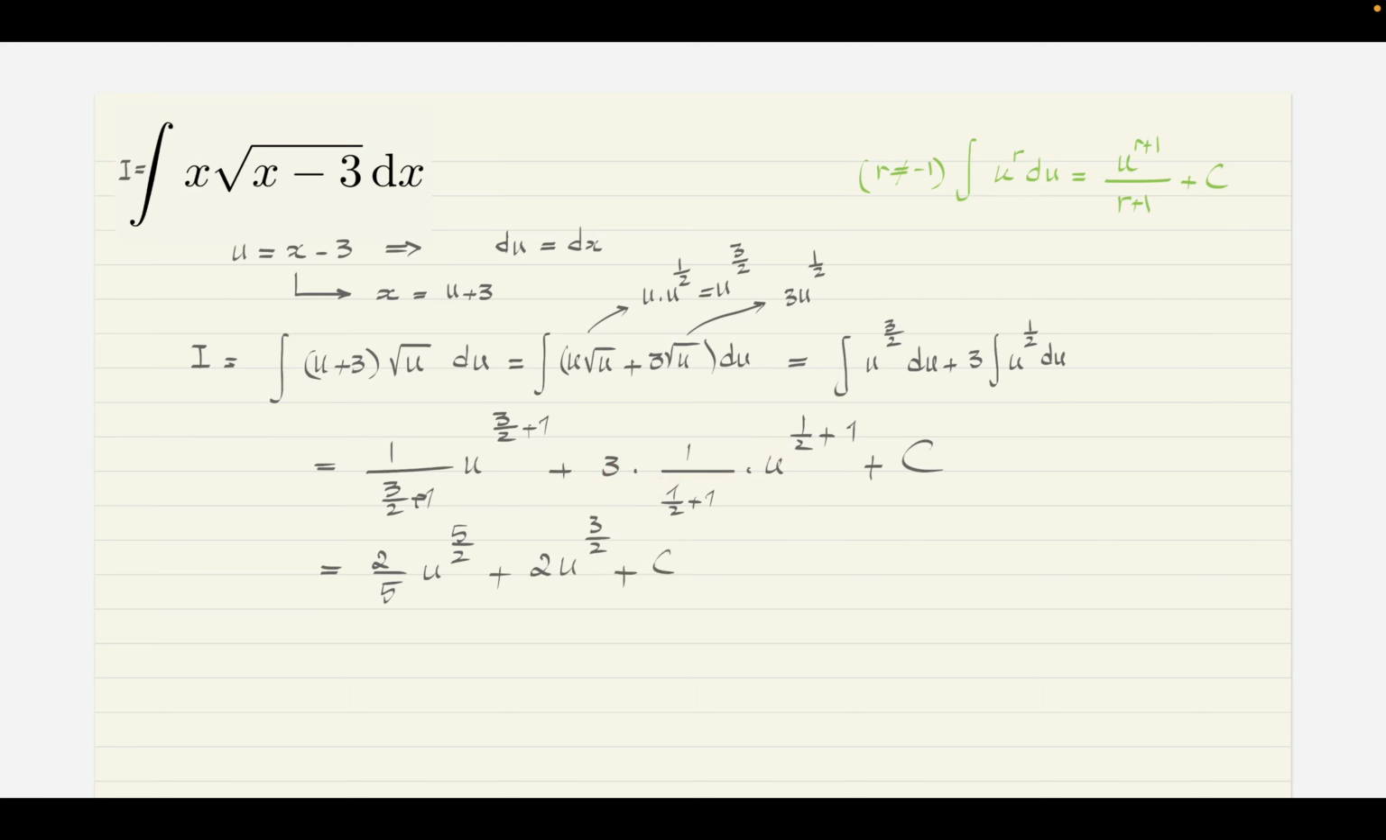But you shouldn't forget you have to replace u with original variable x. So u is x minus 3, so wherever I see u, I put x minus 3. So this becomes 2/5 of x minus 3 to the power of 5 over 2 plus 2 times x minus 3 to the power of 3 over 2, and then plus a constant. So that will be the answer to this integral.